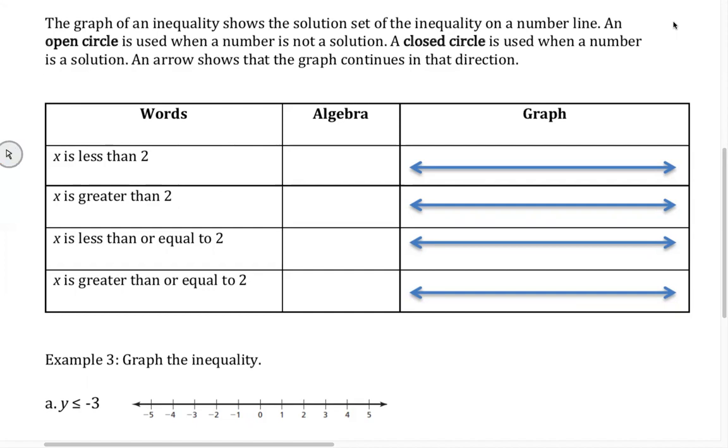So first thing I need you to do is draw your number line. This is how I do it. Most of the time I put 0 in the middle. So I have 0, 1, 2, 3, 4, and then on the left side I have -1, -2, -3, -4. Easy enough?